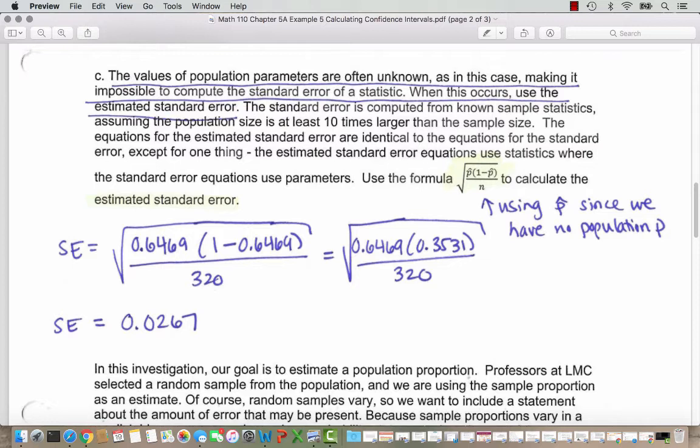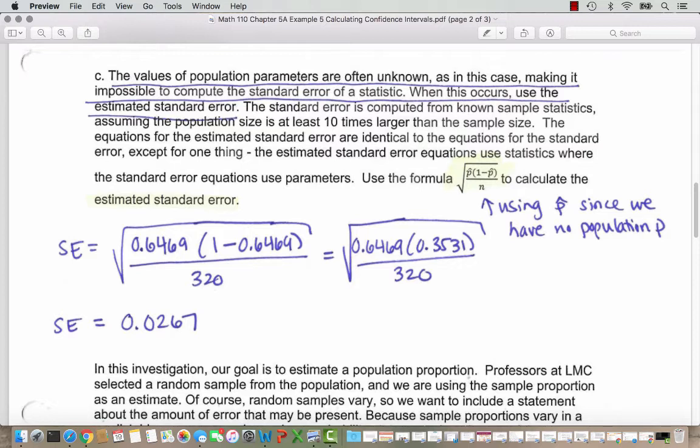So you can see here our formula looks almost the same as the standard error formula, except we have the p with the hat in it. So we're going to calculate the estimated standard error. I'm just going to call it SE again and know that it's using estimated data. So I do 0.6469 multiplied by 1 minus 0.6469, all divided by 320, because 320 is our sample size, and then we're going to square root at the end. So I do the subtraction first, since that's in parentheses, and then I multiply, divide, and square root, and I get for our estimated standard error 0.0267.